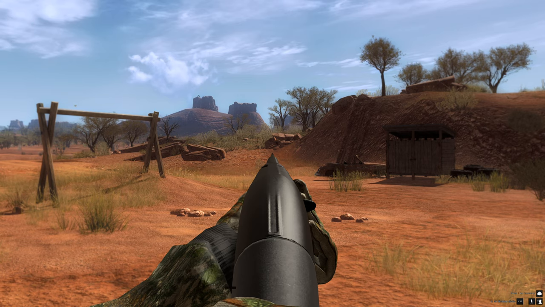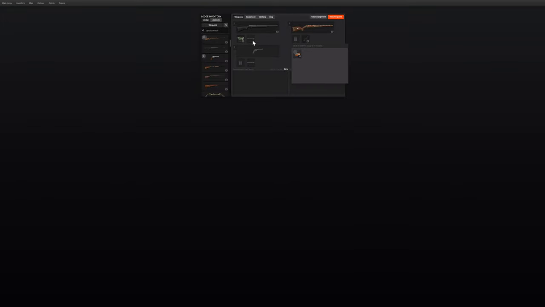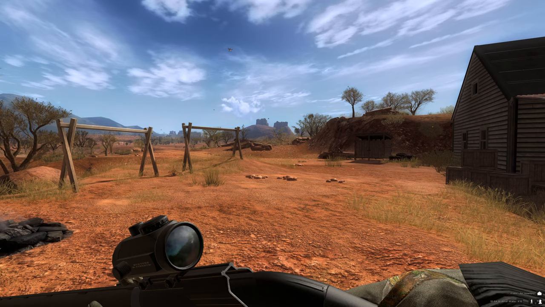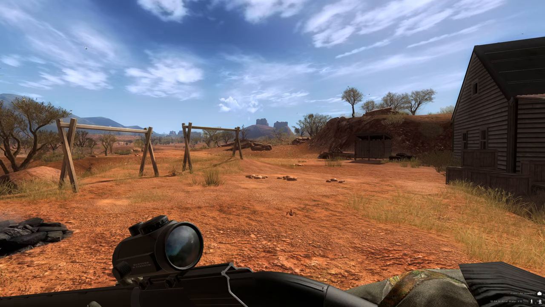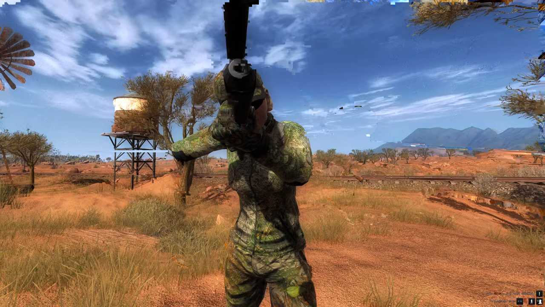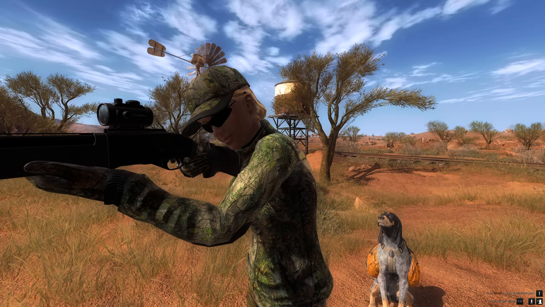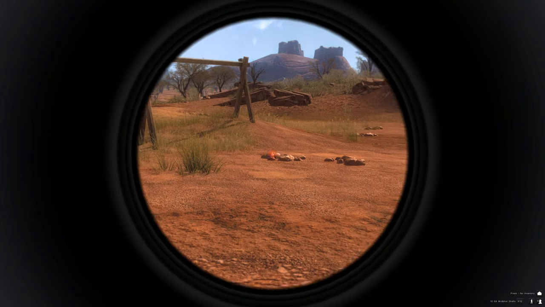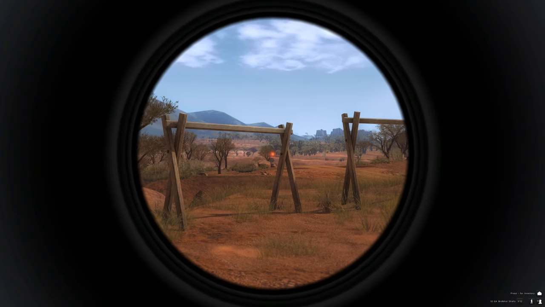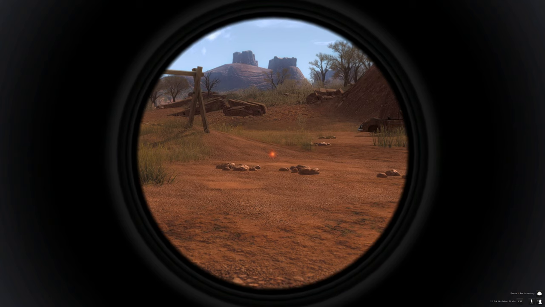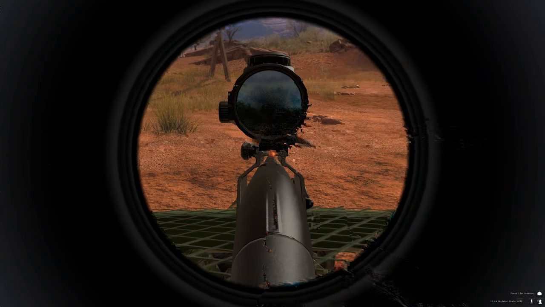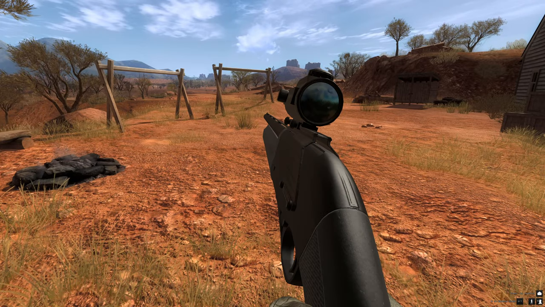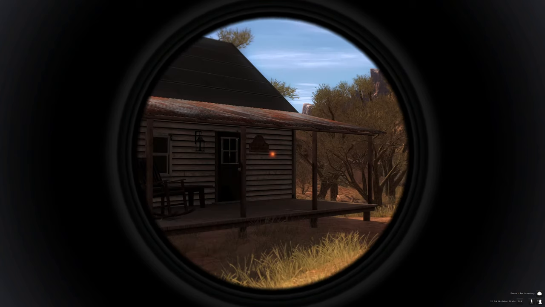Okay, now let's throw that red dot on there just for shits and giggles. Come on. There you go. Yeah, all right. That's what it looks like with the red dot. If you don't have one of these, you can only put it on your pump shotguns, 12 gauge pumps, and this one.